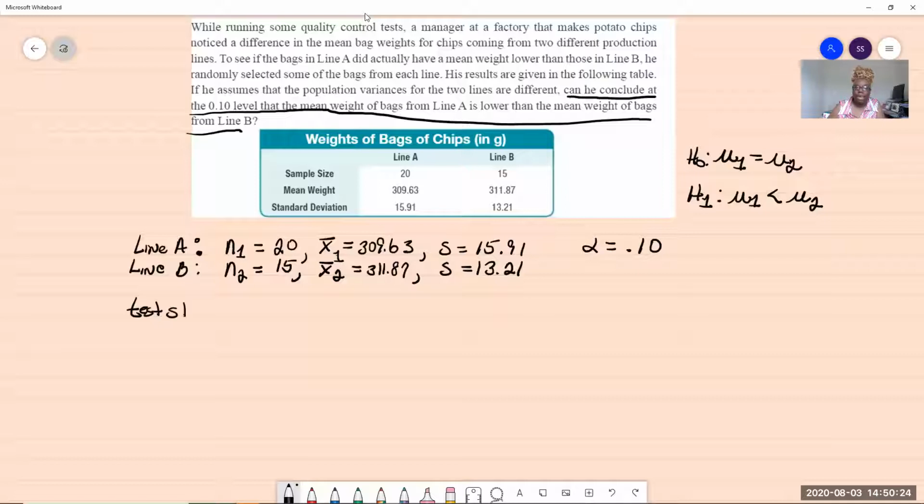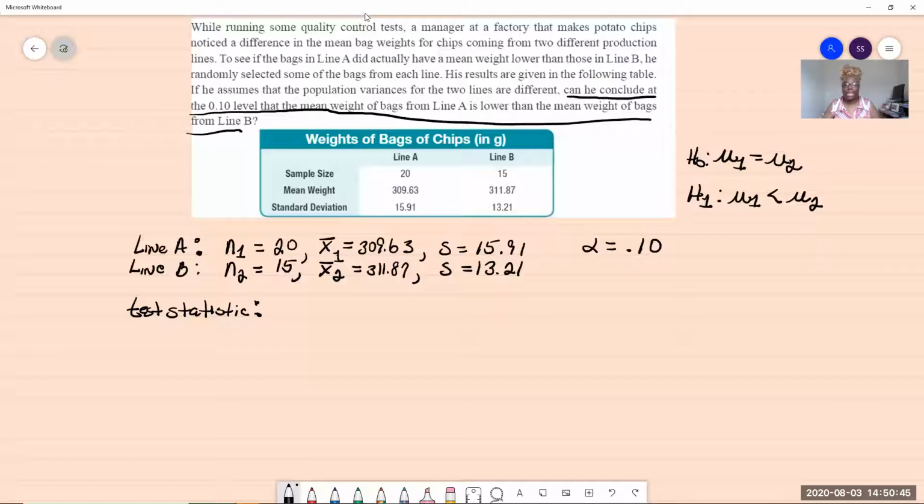Now, what is our test statistic going to be in this case? Remember, we're looking for a T or Z because that's what applies to a mean. So we're trying to figure out what our test statistic is. Is it going to be a T or a Z? How do we figure that out?